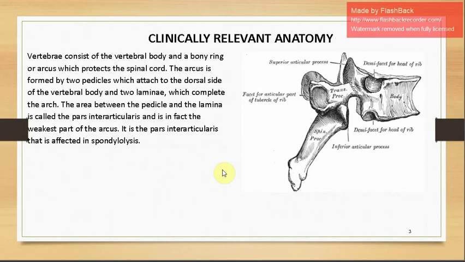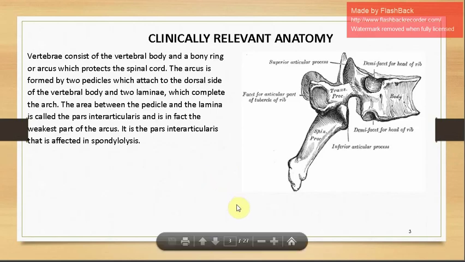You can see in this picture a vertebral body and a bony ring or arch which protects the spinal cord. This arch is formed by the two pedicles, which attach to the dorsal side by the two lamina which complete the arch. The area between the pedicle and the lamina is called the pars interarticularis, which is an important part in this condition and is in fact the weakest part of the arch. If that is defective or if there is a break, it causes spondylolysis.